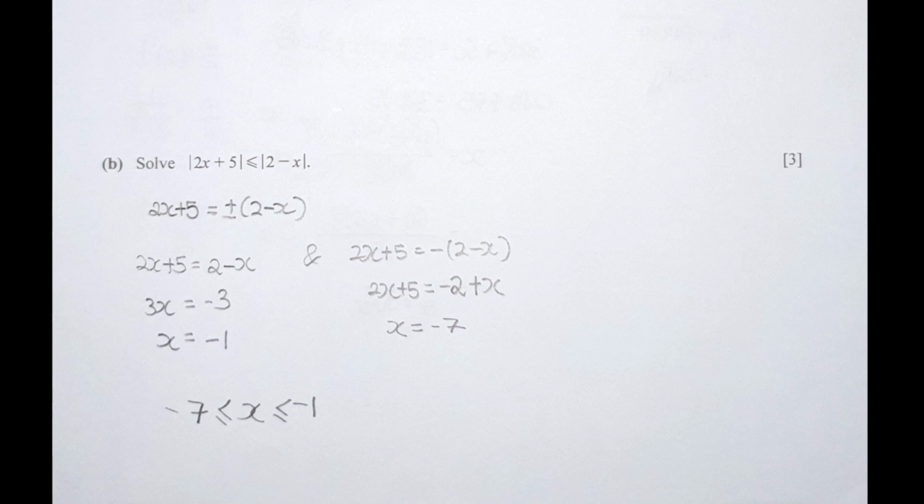For the one at the back, you're required to get rid of the modulus function and add plus minus brackets. So you get two results from here, which are 2x plus 5 equals 2 minus x, as well as 2x plus 5 equals negative bracket 2 minus x. Through the calculation, you will get x equals negative 1 and x equals negative 7. So I fill up according to the inequality sign: x will be less than negative 1 and more than negative 7.